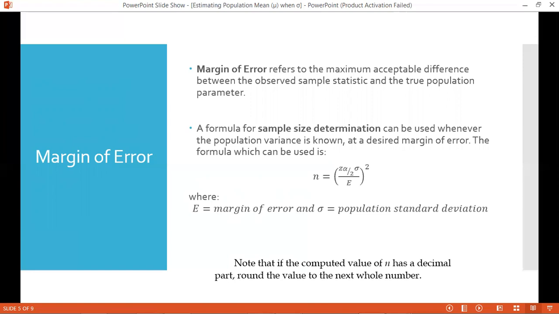Because when we talk about humans, it is impossible to say that you have a sample size of 27.5. That must be a whole number. So just round up to the next whole number.